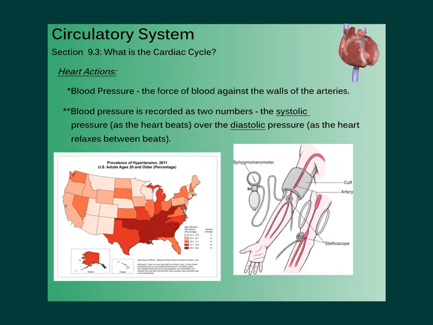So once we understand blood pressure, we need to know that when we look at it in our bodies, there are two numbers, the systolic and the diastolic. The systolic is the pressure as the heart beats, so we would call that the heart contraction when it squeezes. And the diastolic pressure is as the heart relaxes between beats. This would be your lub-dub, doop-doop, doop-doop. Systolic over diastolic, okay? And there's a couple things that we use to determine it.